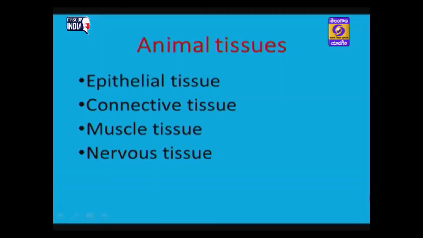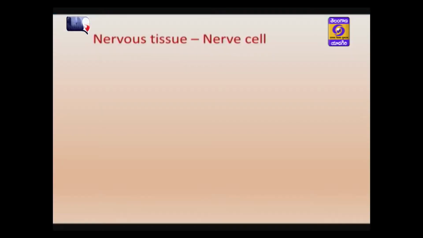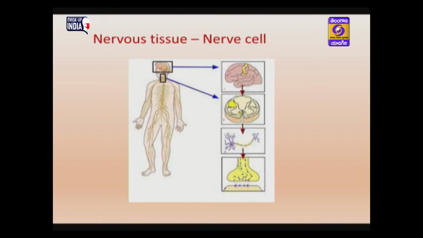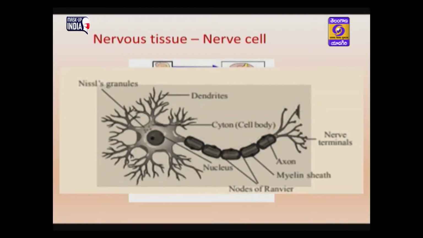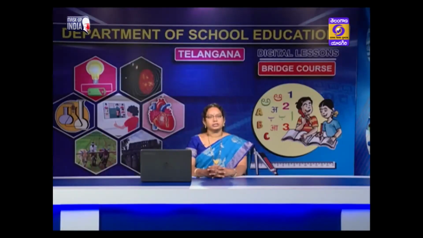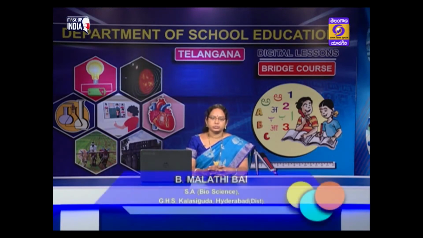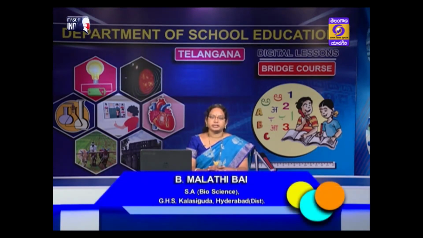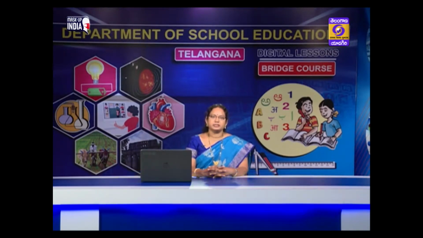Now, let us see about the fourth tissue in the animal tissues, that is nervous tissue. Nervous tissue is found in brain and nerves in the body. These have nerve cells. These nerve cells can receive, analyze and send information. Now, children, you have learnt about cell organelles, tissues, and again in tissues about plant tissues and animal tissues, and also their function and their structure. Now, let us summarize and see some of the important points.